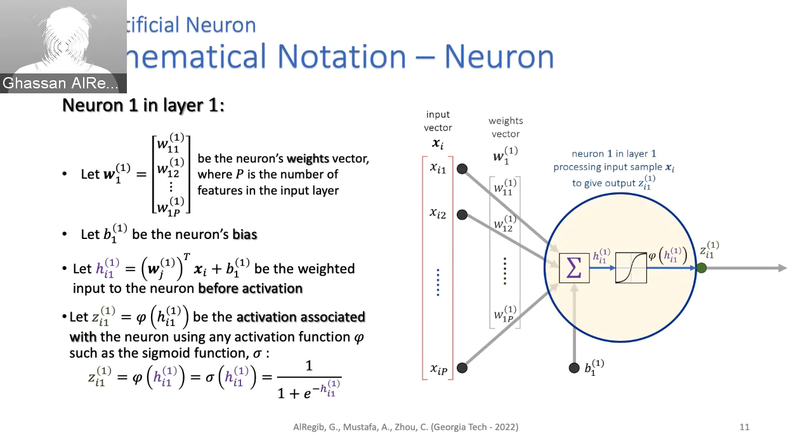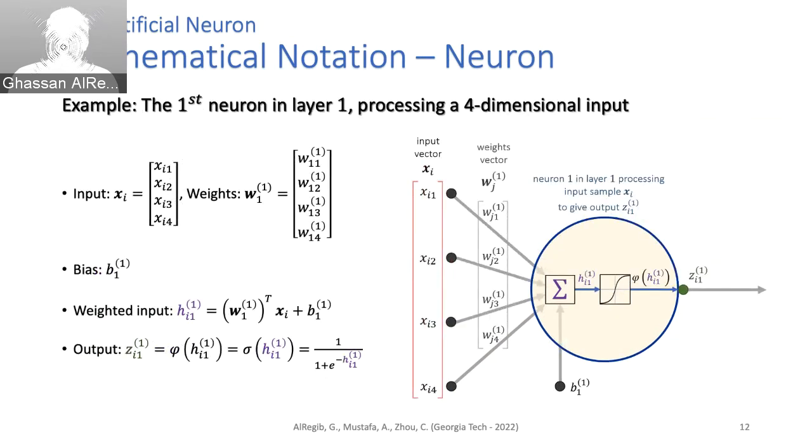Okay, so now as a very specific example, if we have a feature vector of dimension 4, meaning capital P is 4, then x_i will be x_i1, x_i2, x_i3, x_i4.